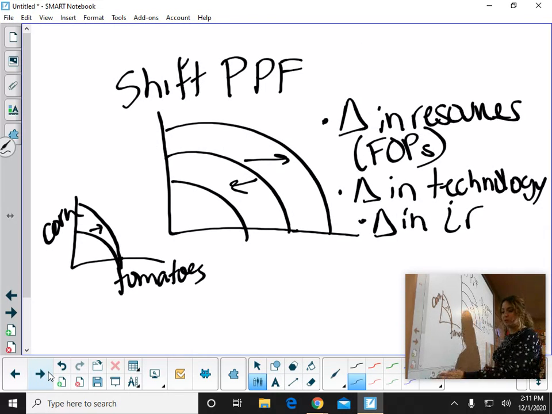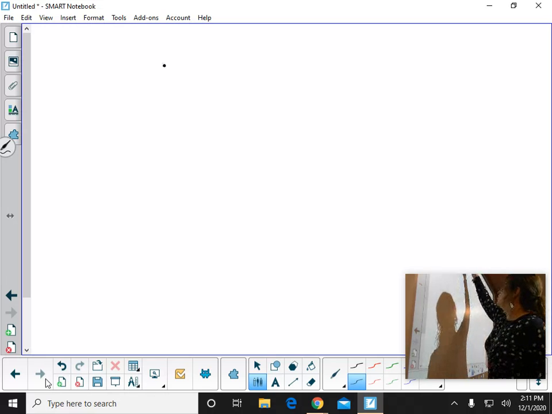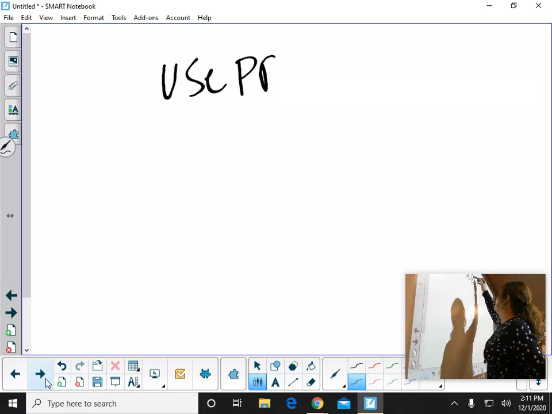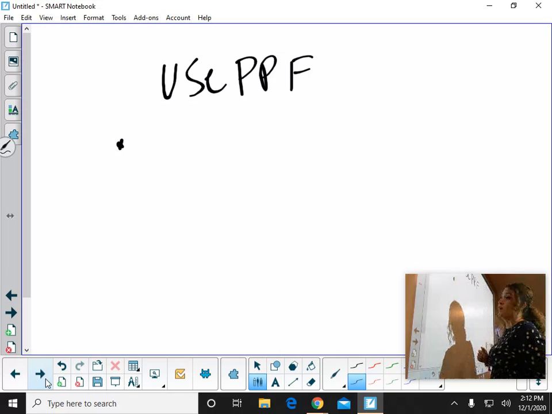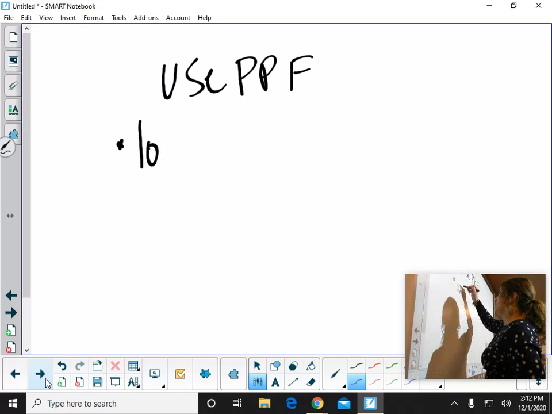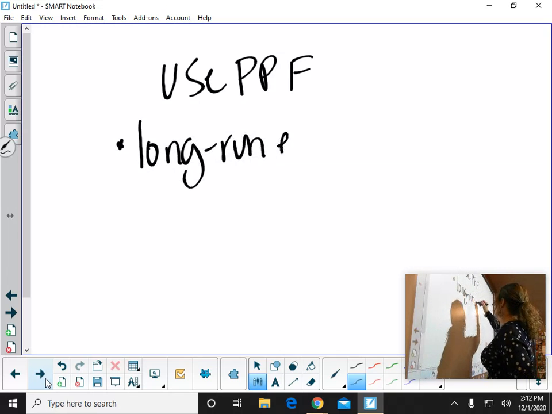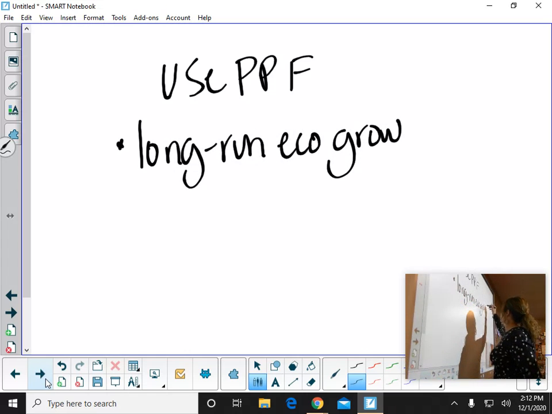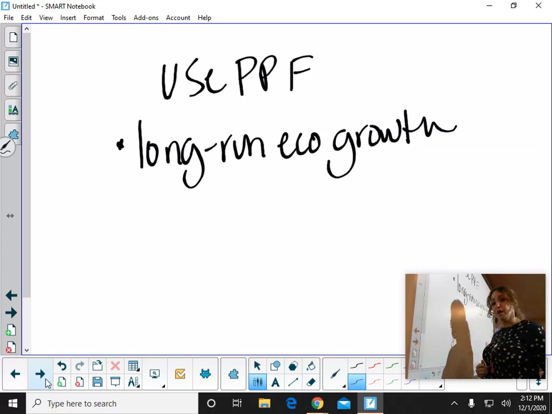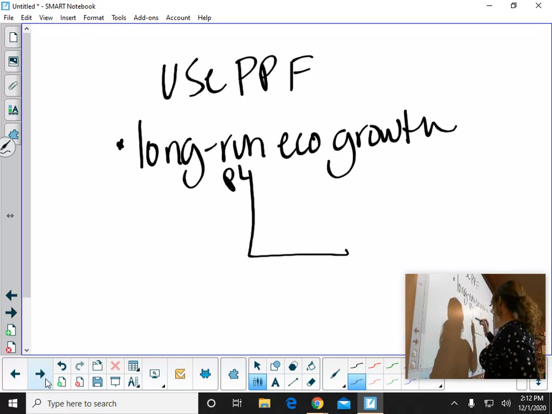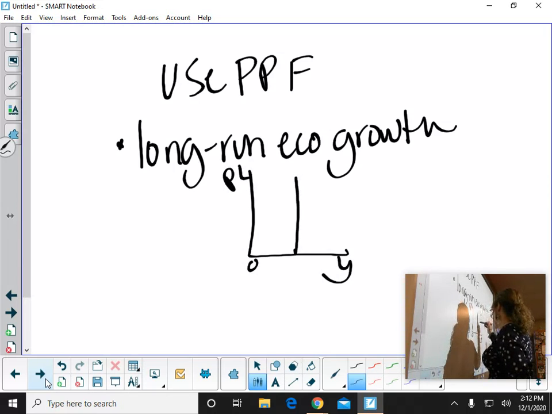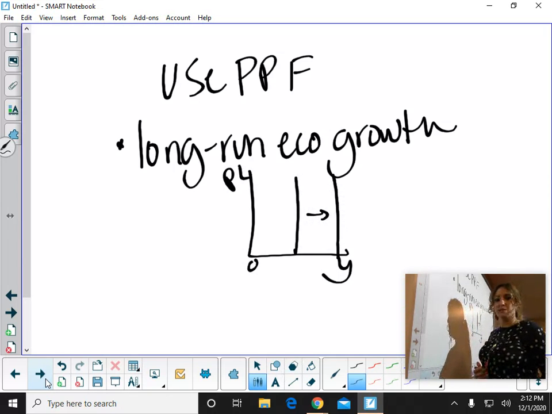So typically, when are you going to be using these graphs? So when do you use the PPF? Well, we use it to show long-run economic growth. Remember, long-run economic growth can also be shown on the long-run aggregate supply curve. So we have price level, we have real GDP. The LRAS shifting to the right is the same thing as the PPF curve shifting to the right, but typically we illustrate it on a PPF curve rather than on an aggregate supply and demand graph.